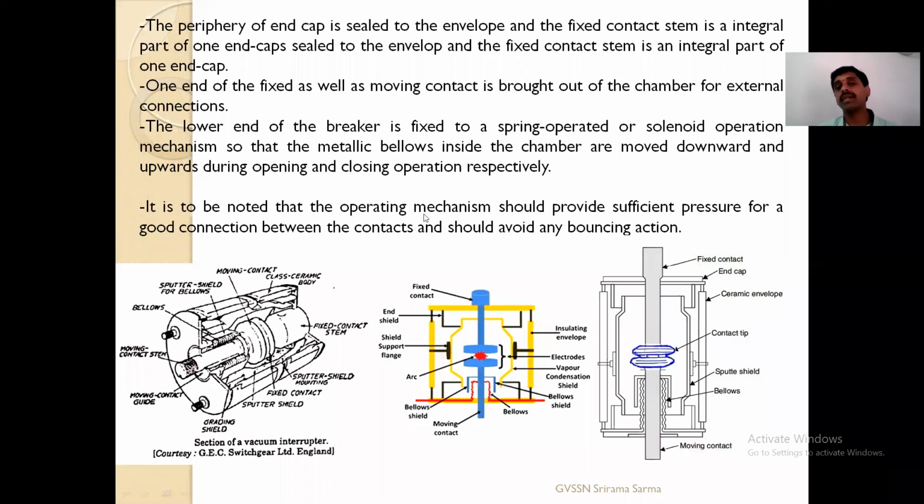It is to be noted that the operating mechanism should provide sufficient pressure for a good connection between the contacts. It should avoid bouncing action. At the instant, whenever you want, it should close, it should open. Opening, closing must be proper. There should not be any bouncing action. That's why the life of the breaker depends upon this mechanism.